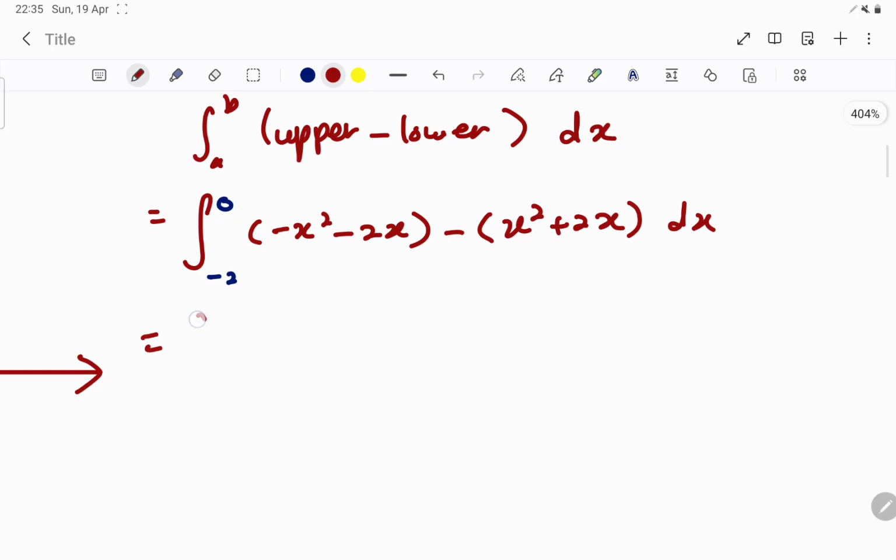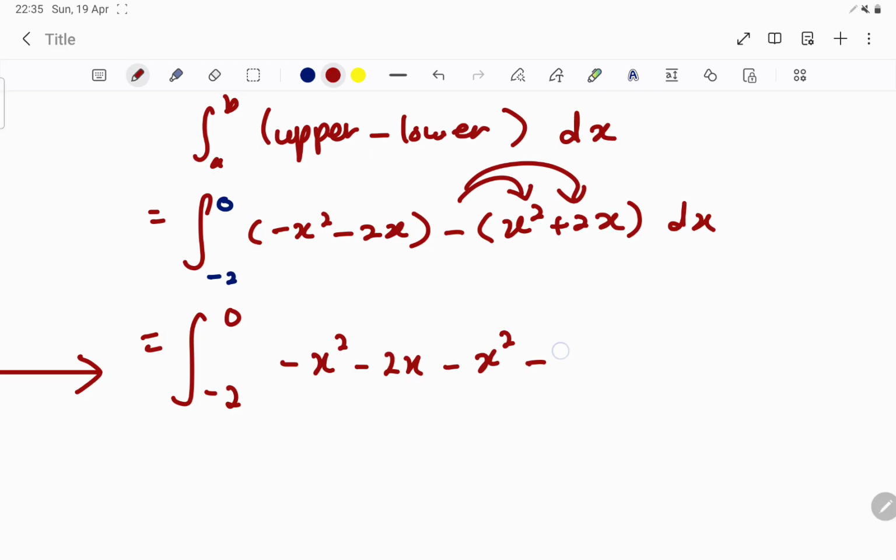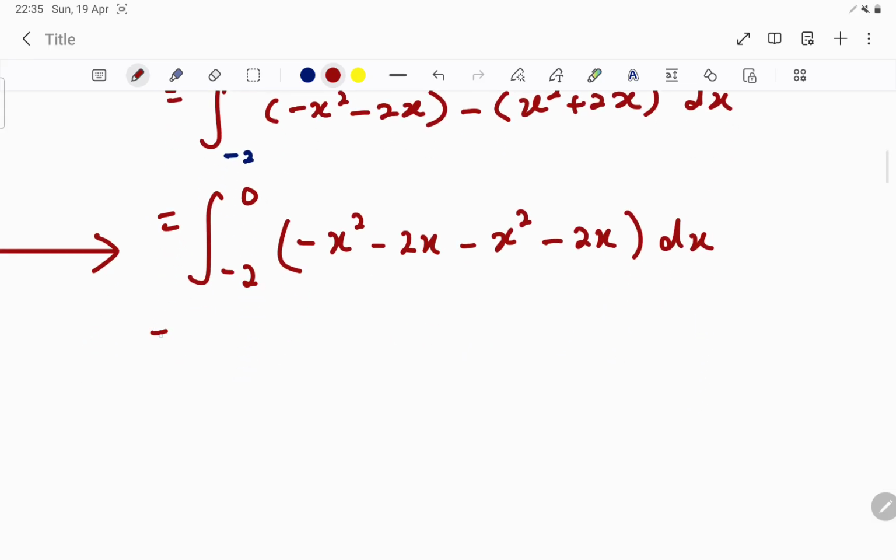Then we already have this one, you can solve it. So we solve this one here, negative 2 to 0. Here negative x square minus 2x, then here negative sign, so it becomes negative x square multiplied with negative 2x. Then inside you get negative x square minus x square, you get negative 2x square. Then negative 2x minus 2x, you get negative 4x. And this integrates from negative 2 to 0 dx.